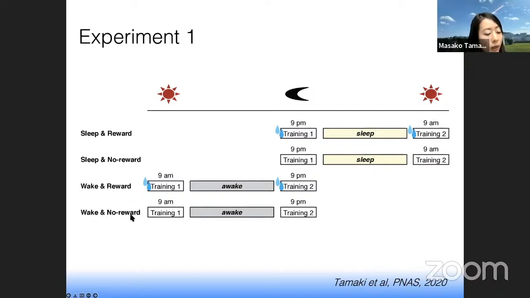And for the wake groups, they were trained in the morning, and they came back to the lab after 12 hours of wakefulness, and then were retested in the evening. And actually, one participant in the wake group accidentally took a nap, so the data was removed.